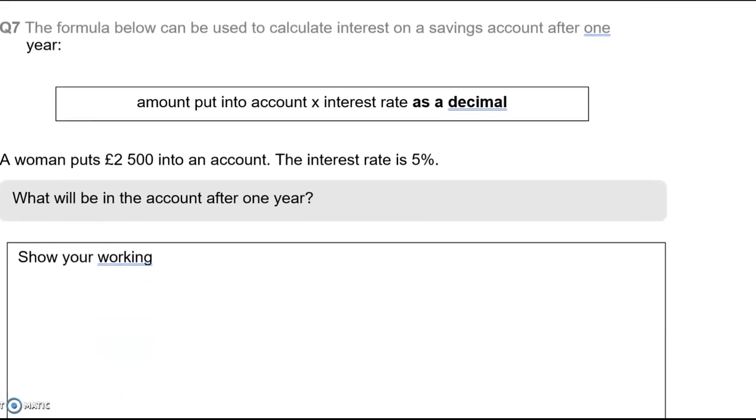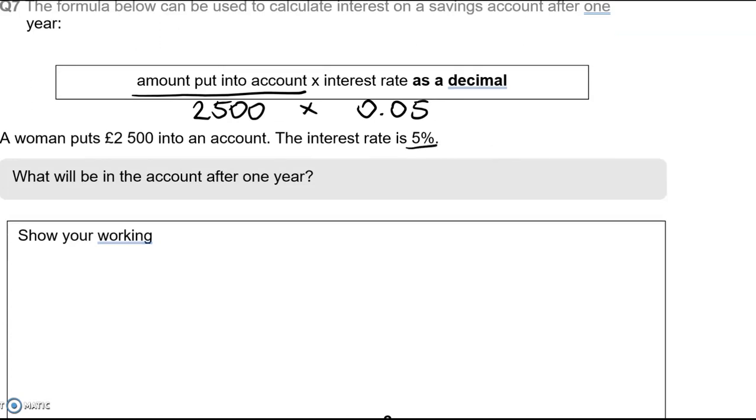The formula below can be used to calculate interest on the savings account after 1 year. We've got amount put into account times interest rate as a decimal. A woman puts £2,500 into an account. The interest rate is 5%. What will be in the account after 1 year? Okay, so let's put the values instead of these words. So amount put into account, that is 2,500, times interest rate as a decimal. We've got 5%, this is going to be 0.05. And that is equal to 125.